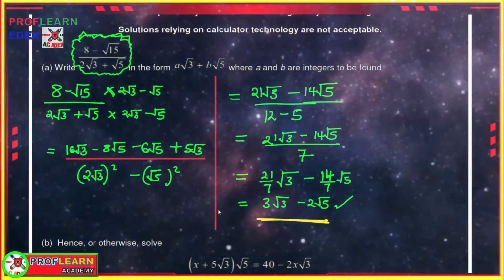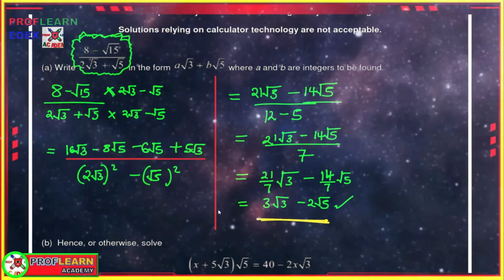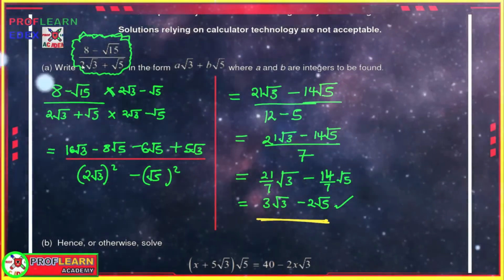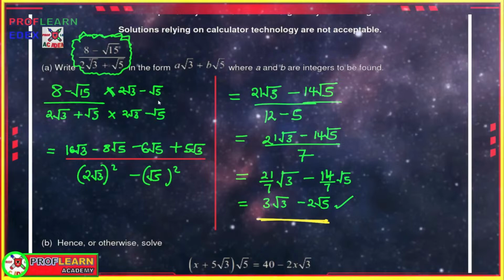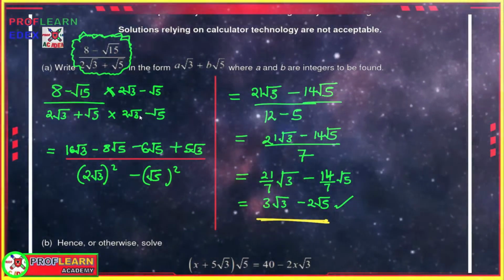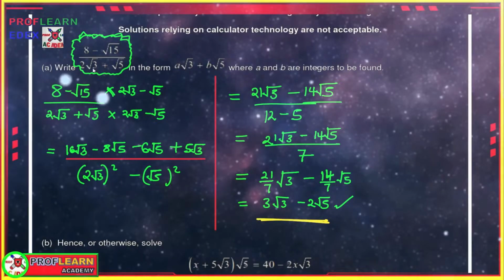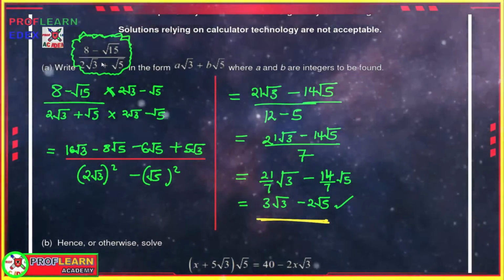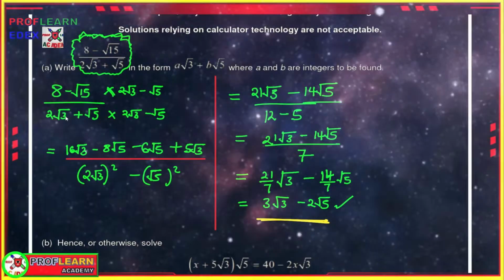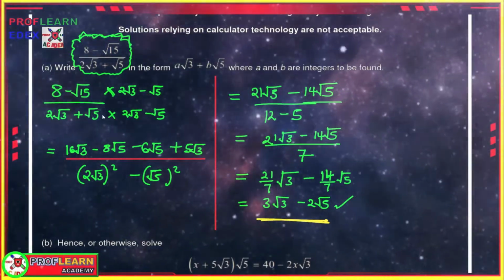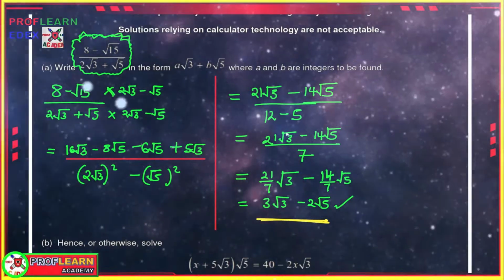We are told to write (8 minus root 15) over (2 root 3 plus root 5) in the form a root 3 plus b root 5. What you need to do at this point is multiply the numerator and denominator by their conjugate. Remember the conjugate: we only change the sign of whatever is in the denominator. So this is going to be 2 root 3 minus root 5. We multiply it at the top and at the denominator, and you can see this is going to reduce to this.